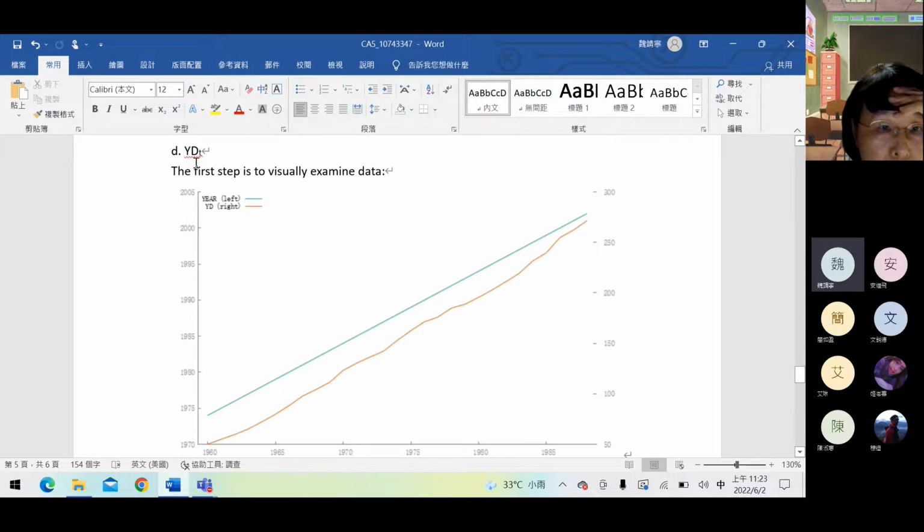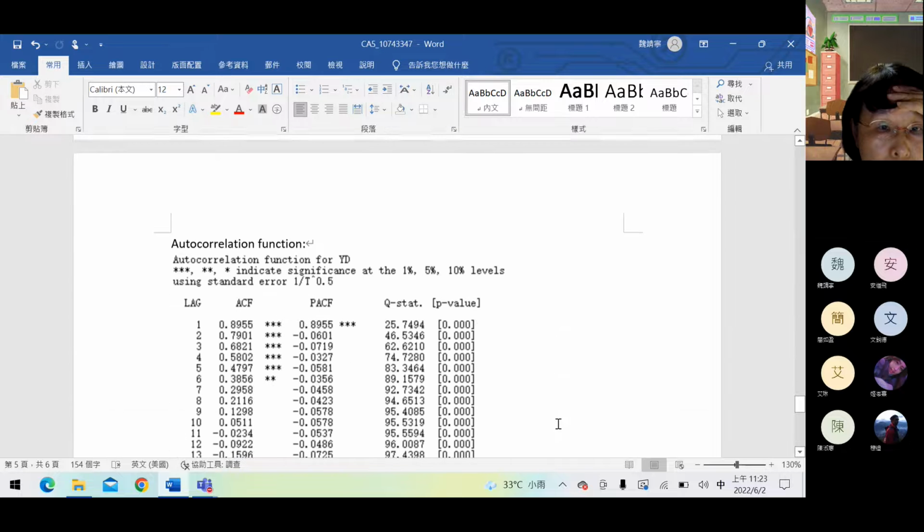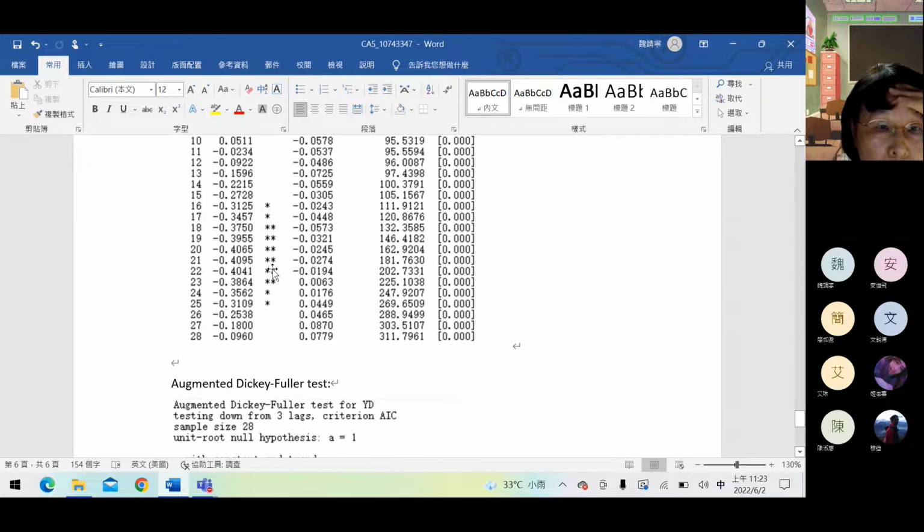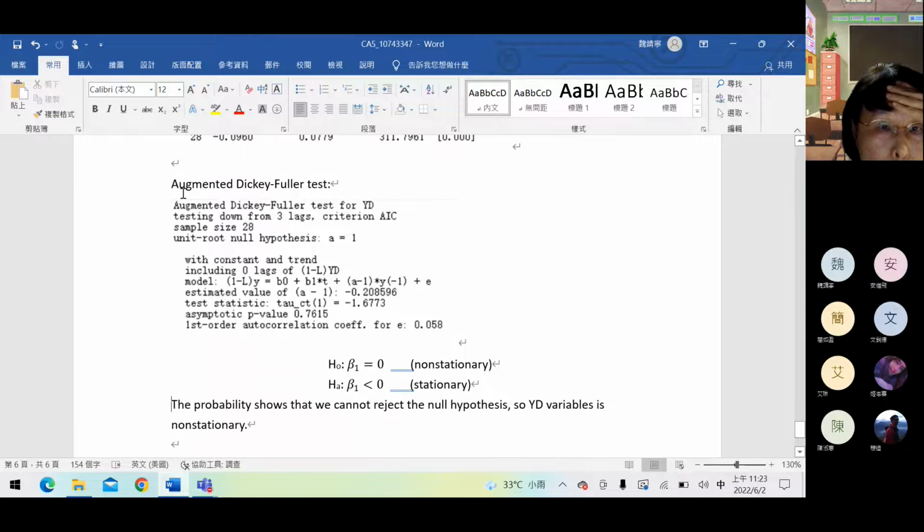The final variable is YD, and we can see this graph, it is non-stationary. The second method, autocorrelation function, we can see this number is close to 1, so I think it is non-stationary. Finally, the augmented Dickey-Fuller test. We can see the result p-value is 0.76. I think the probability shows that we cannot reject the null hypothesis. So the YD variable is non-stationary.